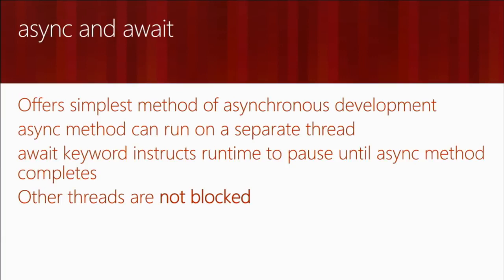Now, in 2012, let's do async and await. Async and await is the simplest method of asynchronous development. There are only 2 keywords to async and await. They are async and await. You add async to any method in which you want to use await. Await instructs the CLR to stop processing the code in the method it's in until that process is finished.